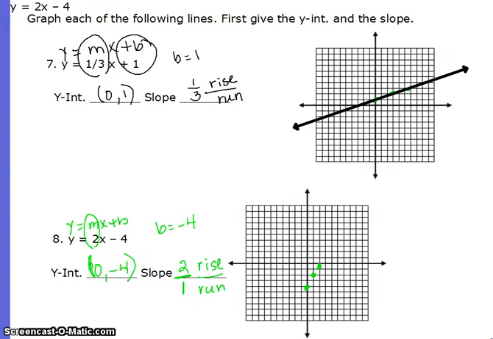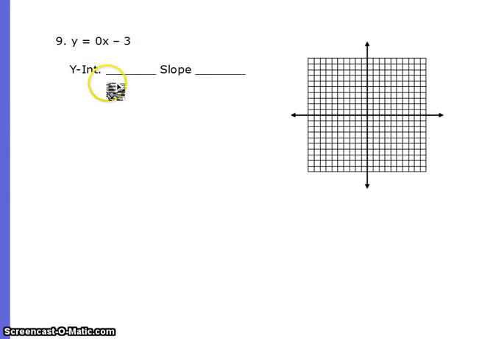Quick way to check yourself. Draw your line using a straight edge. Your line must go all the way across your grid, and it must have arrows on the end because lines go on forever.